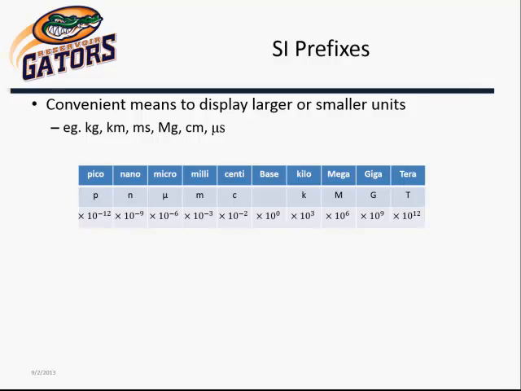Where it gets a little bit difficult is when you're working with kilograms. Let's say you have a nanogram. That represents 10 to the minus 9th grams, but our standard unit is a kilogram. So you have to figure out how many grams you have, and then you make the conversion up to kilograms.